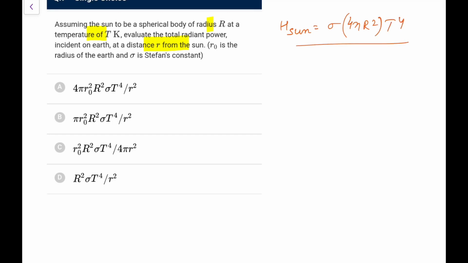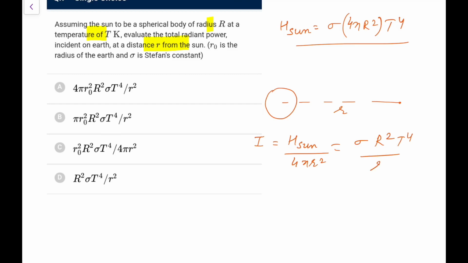Now because earth is at a distance r, so this is the sun and this is the distance r here. First of all, what is the intensity at this point? It would be the power of the sun upon 4 pi r square. So it comes out as sigma r square T to the power 4 upon r square.